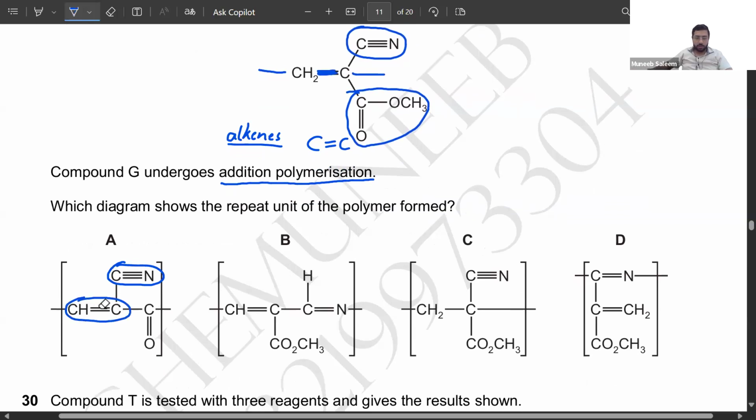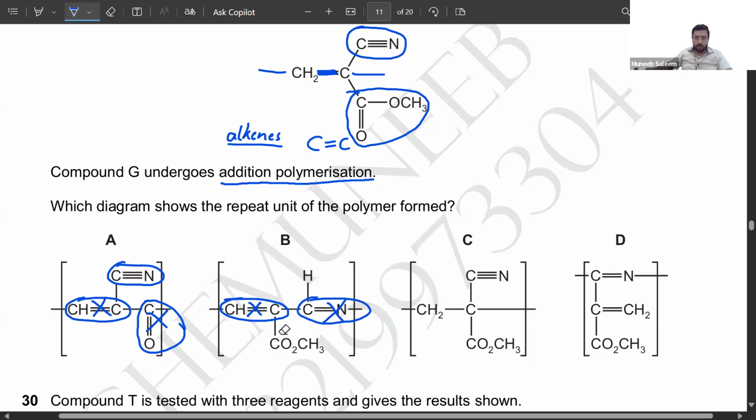So we can see that in option A, the C double bond is there, but the carbon-to-carbon double bond is also present here, which should not be there. That's incorrect. And also this bond should not be the continuation bond, so it is also incorrect. In option B, again the C double bond is represented as a continuation bond. That is incorrect. And the carbon-to-carbon double bond is there. That is also incorrect. It should be a single bond.